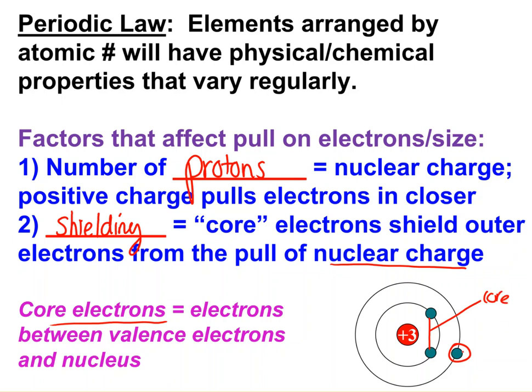So if the electrons on the outside, the valence electrons, are in the second energy level, then the core electrons are anything in the first. And if our valence electrons are in the third, then the first and the second are considered core.